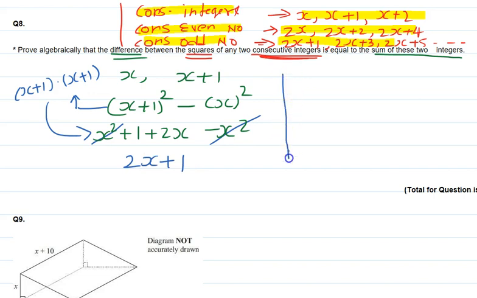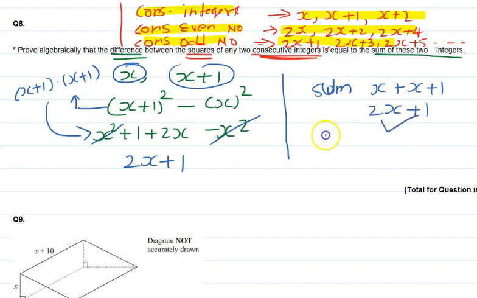So let's check whether it is right or not, whether this is the sum of these two integers. Our integers were x and x plus 1. If you calculate the sum of x and x plus 1, it is 2x plus 1. So yes, that is right.